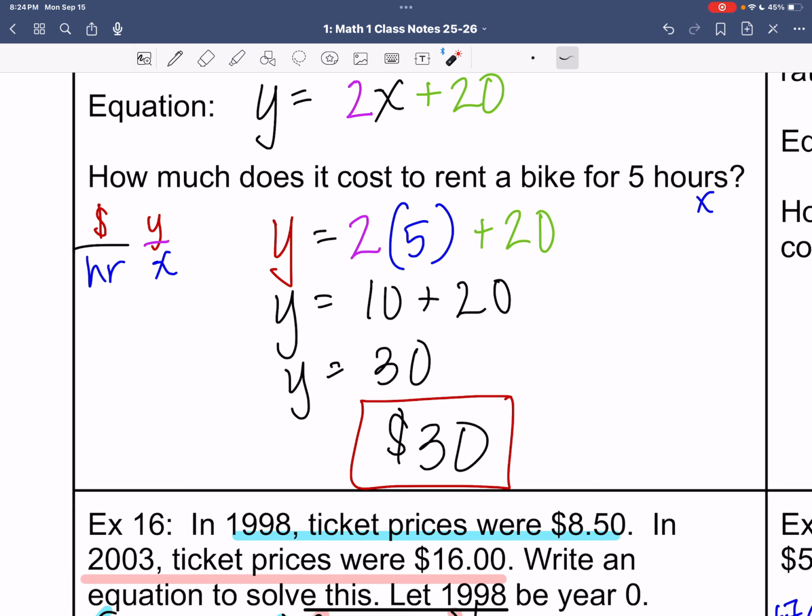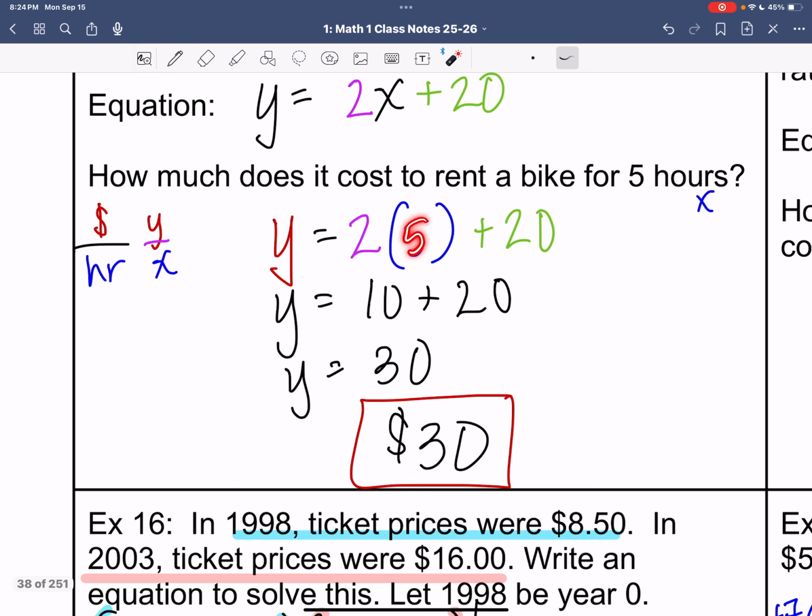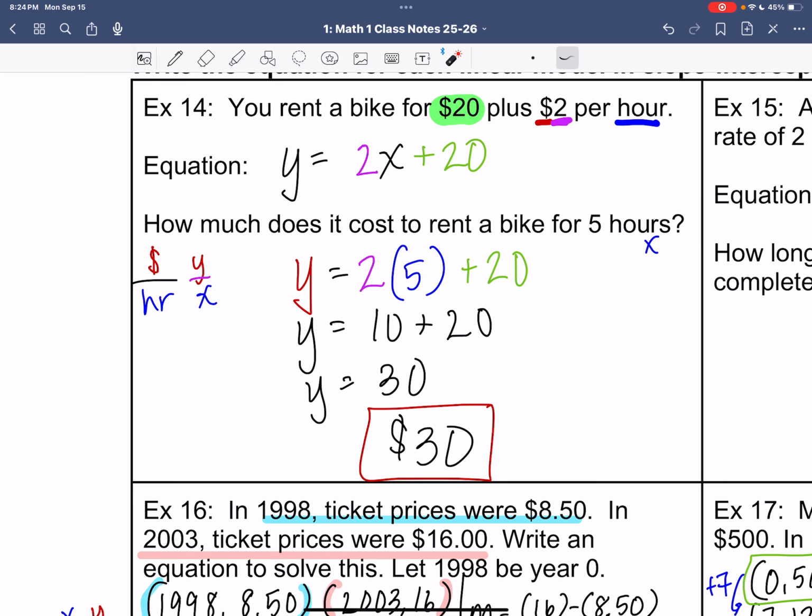So now I know for hours we're going to put in for X into our equation. And then you're going to get $30 to rent a bike for 5 hours.